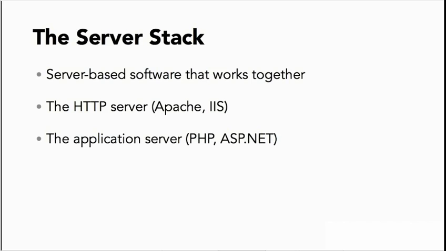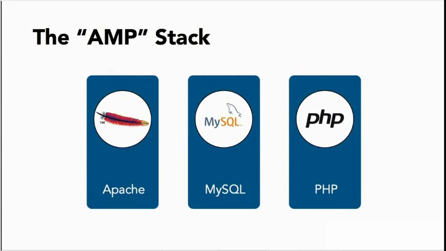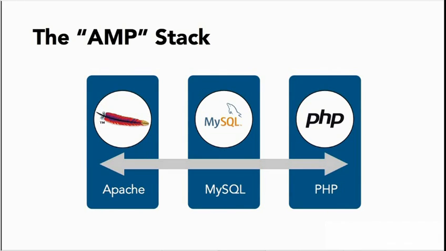The most popular two application servers these days are PHP and ASP.NET. PHP is typically used with Apache, but can also be used with IIS, while ASP.NET is almost always a part of an IIS Windows environment. And then the fourth tier is the database server. The most popular database servers are MySQL, SQL Server, and Oracle, but there are a number of other popular products as well. When you're working with an AMP stack, these are the three products you're working with: Apache, MySQL, and PHP. And they're all designed to talk to each other.